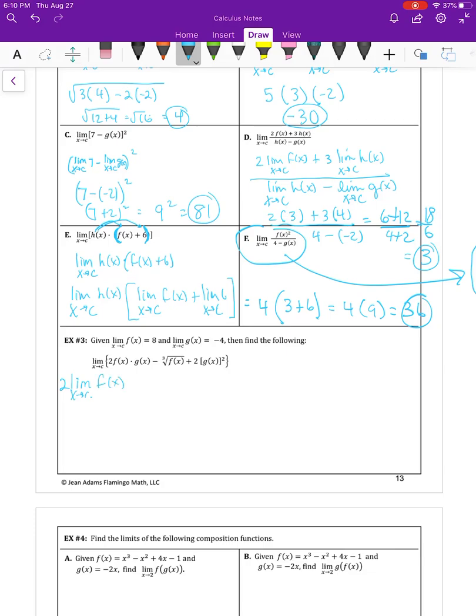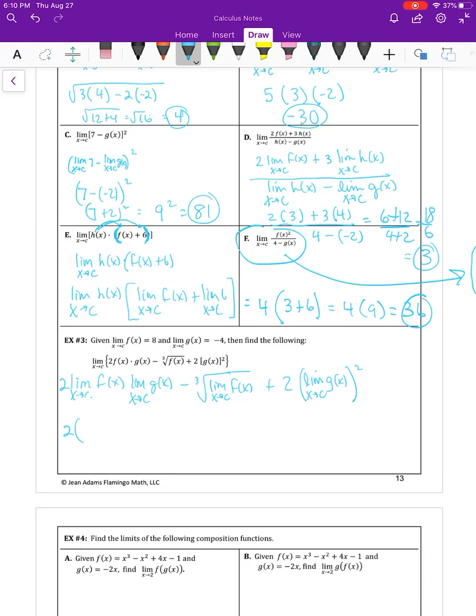So the very first one, I brought the 2 out, and then I'm going to multiply it by that g of x, and then minus, this is going to be the cube root of that limit as x approaches c of f of x, plus 2, and then this is going to be squared limit, because the 2 is on the outside of the square, so I had to leave it on the outside. That one problem that we did a little bit ago, it was on the inside.